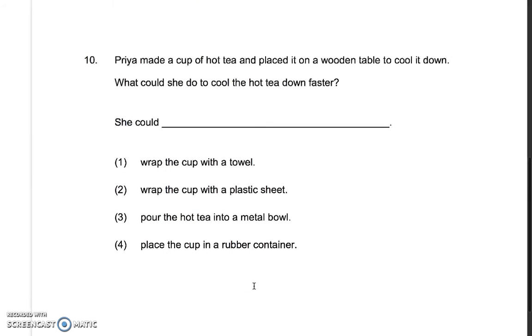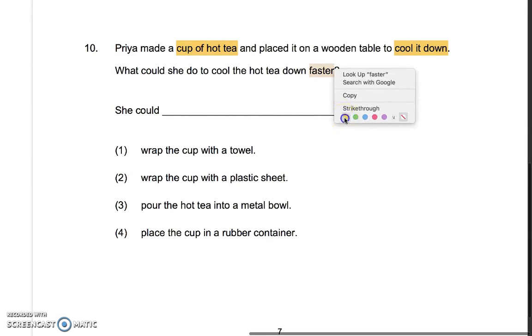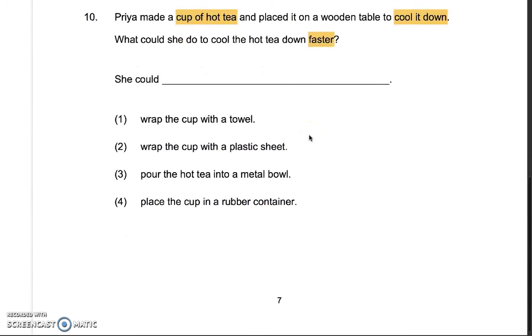Let's move on to question 10. Okay. Priya made a cup of hot tea and placed it on a wooden table to cool it. Okay, so she made a cup of hot tea and she wants to cool it. Okay, what could she do to cool the hot tea down faster? So we want the hot tea to become cool at a faster speed. Okay, so let's see what she can do.